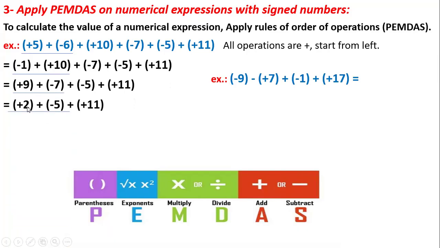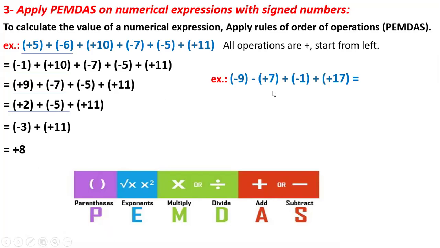Now, also, I start from left. I'm adding a positive with a negative. The sign of 5 is negative, and we subtract, so it is negative 3. Now, we still have two numbers only. I'm adding a negative with a positive. The sign of the greatest, 11, is positive, and we subtract, so my answer is positive 8.